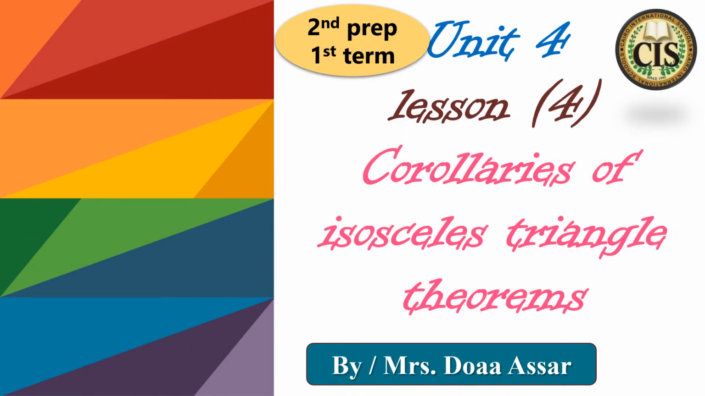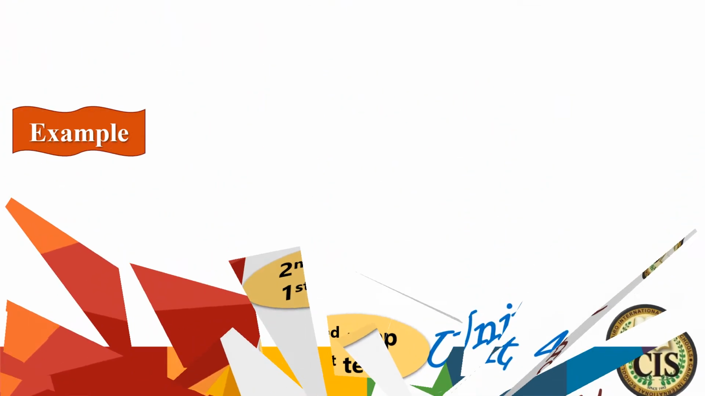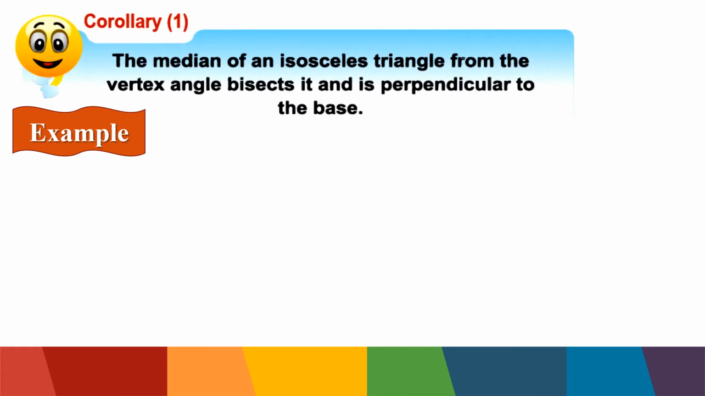Hello, my dear students. Today, inshallah, we'll study lesson 4 in unit 4, corollaries of the isosceles triangle theorem. Corollary number 1: the median of an isosceles triangle from the vertex angle bisects it and is perpendicular to the base.